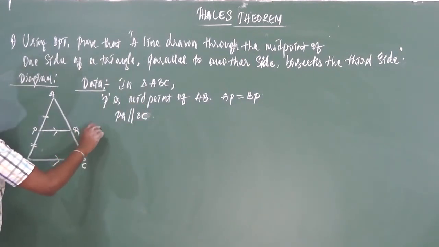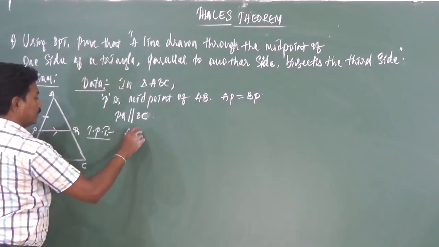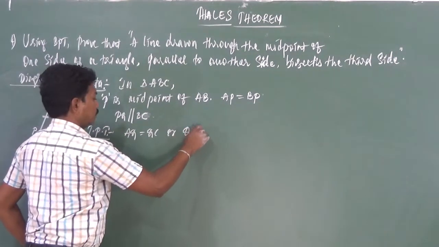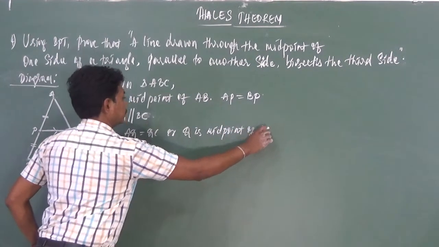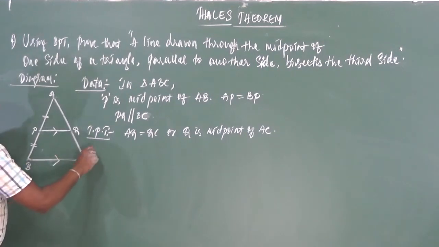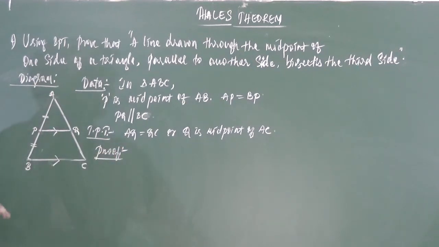So what is to be proved? We have to prove that it bisects the third side. Means the line divides the side AC into two equal parts. So we have to prove that AQ is equal to QC, or Q is midpoint of AC. So either that, either this, they come with the same meaning. Okay, no need of construction. Let us get into the proof. It's very simple and a very interesting proof.